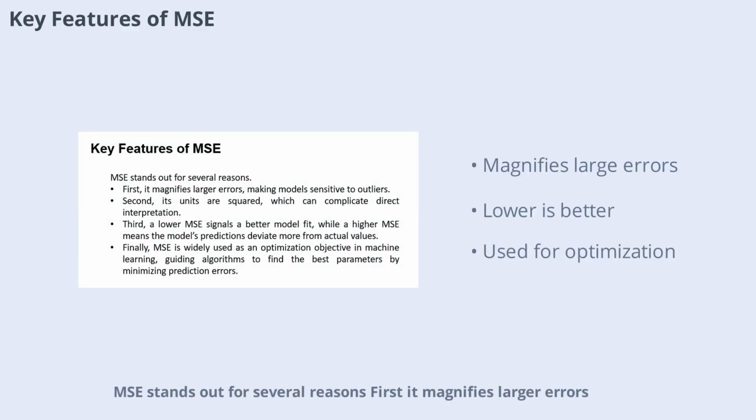MSE stands out for several reasons. First, it magnifies larger errors, making models sensitive to outliers. Second, its units are squared, which can complicate direct interpretation. Third, a lower MSE signals a better model fit, while a higher MSE means the model's predictions deviate more from actual values. Finally, MSE is widely used as an optimization objective in machine learning, guiding algorithms to find the best parameters by minimizing prediction error.